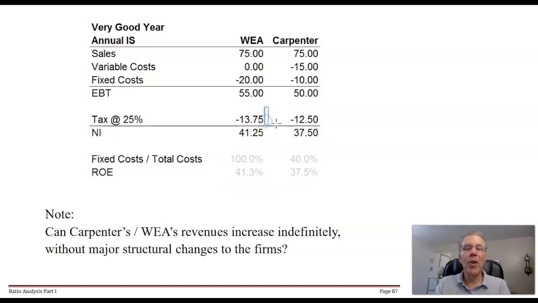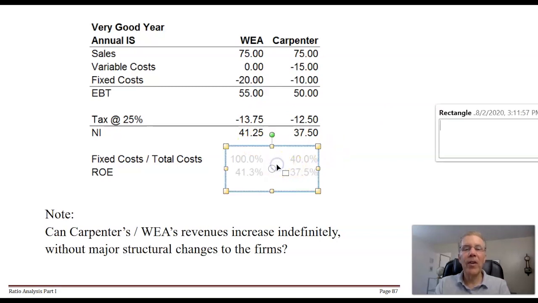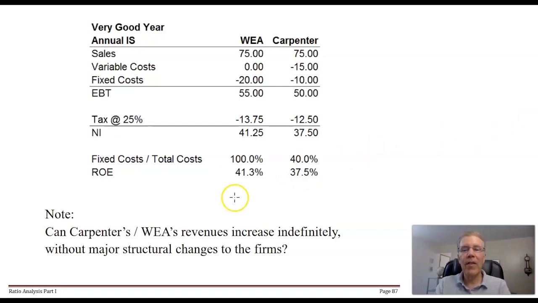We pay a little bit more tax, but because our earnings before tax is so much bigger, we have higher net income than her. And if we look down below here, we see that we have a significantly higher return on equity than she does. And our fixed cost to total cost ratio, of course, is unchanged as always, and her ratio has gone down a bit. Interesting thing to note here is that if we had an incredibly good year, we would still have the same just 20,000 in fixed costs, and our ROE would start to go way, way, way much higher than the carpenter's.